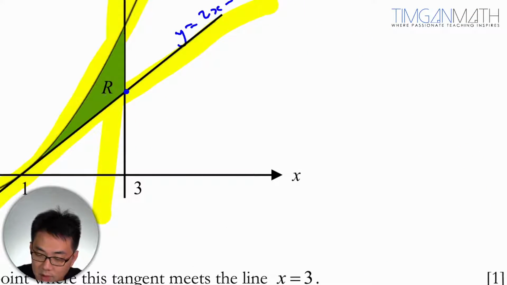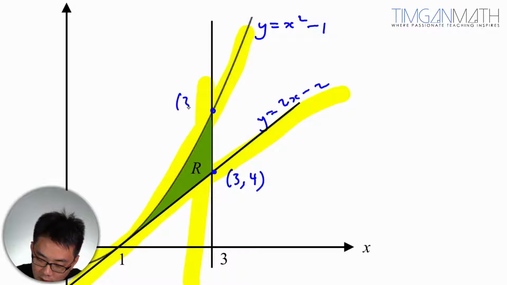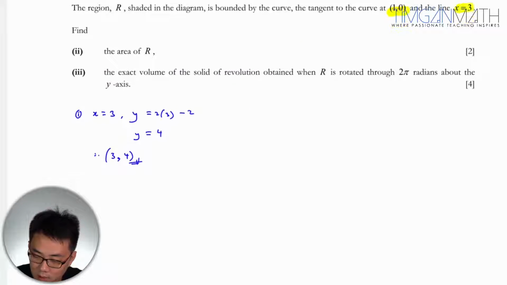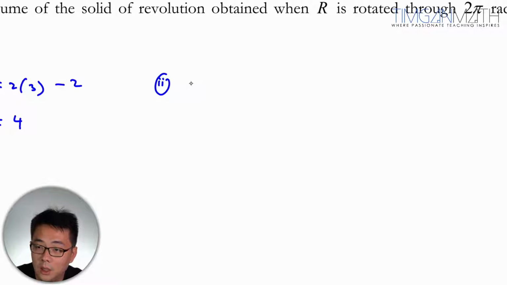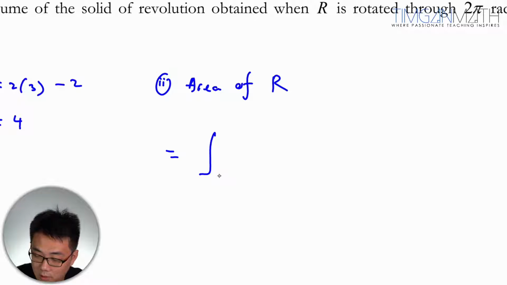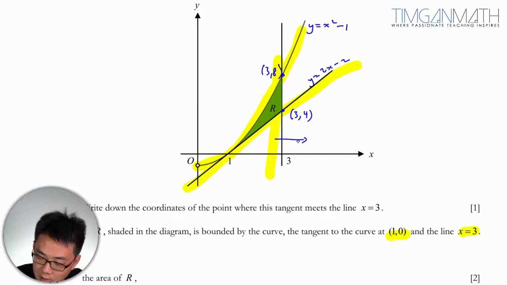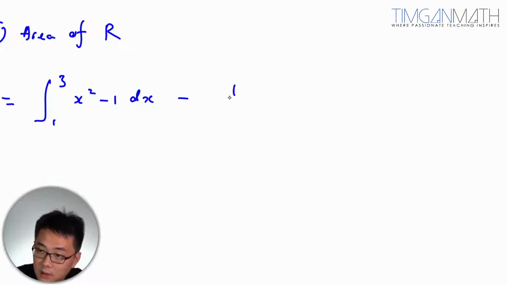We already found this point here is (3, 4). You don't really need that. What you can do is, the area of R will just be the integral from 1 to 3 of the curve itself, x squared minus 1 dx, minus the triangle here. So this is half times base, which is 2 units, times height, which is 4. So half times 2 times 4 will be 4 square units.